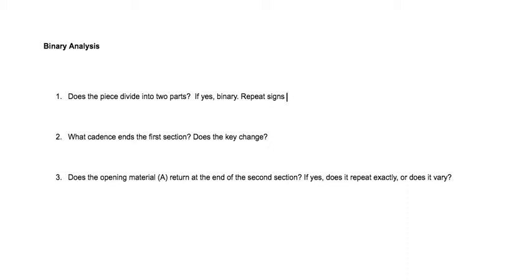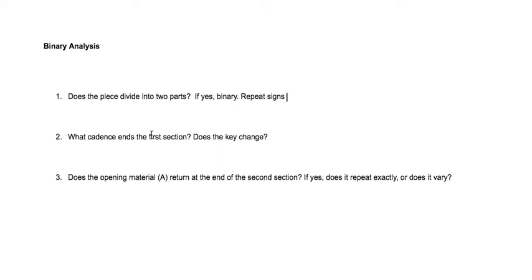If the composer includes the repeat signs that divide the piece into two parts, even if the two parts are not equal in length, that shows the composer is thinking of the piece in two parts, as a two-part form, hence binary. Okay, so that's the first important question to ask yourself whenever you think you might be looking at a piece that's binary.